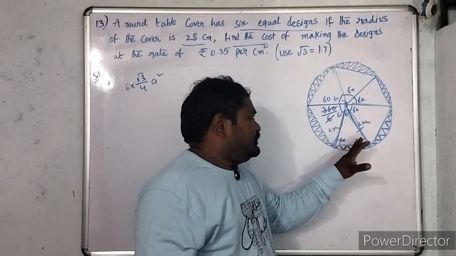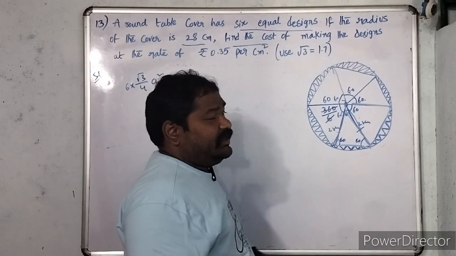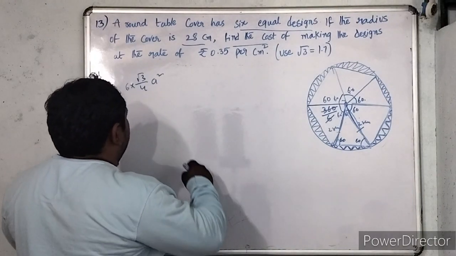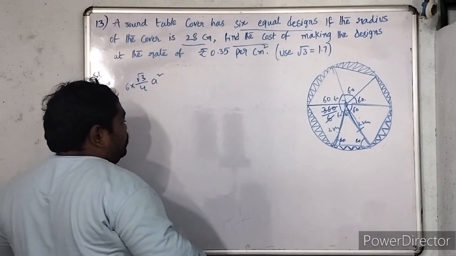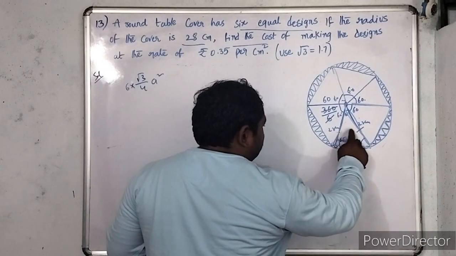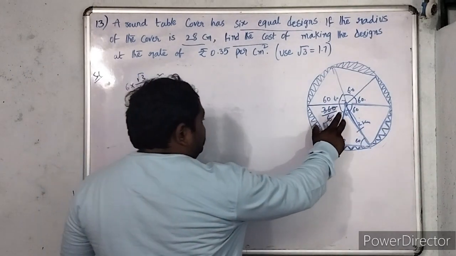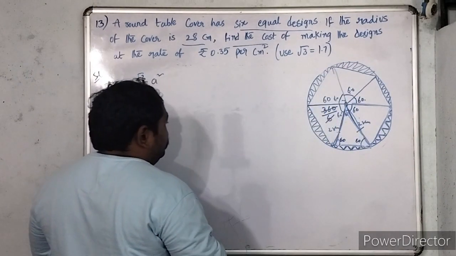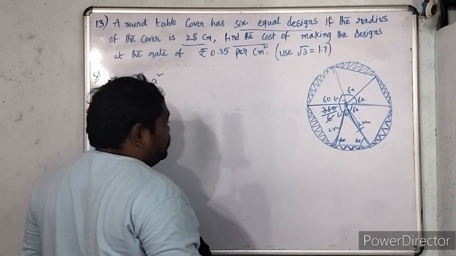If 3 angles are equal, that is an equilateral triangle. The area of an equilateral triangle is √3/4 a square. A is nothing but the side of the square. We have 6 triangles. Therefore 6 into √3/4 a square.